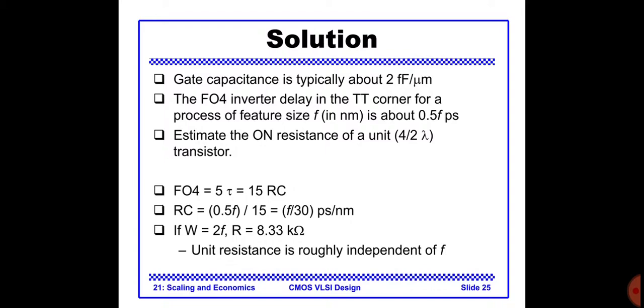The estimate of on resistance of a unit 4 divided by 2 lambda transistor: FO4 is equal to 5 tau, which is equal to 15 RC. So RC is equal to 0.5f divided by 15, which is f divided by 30 ps per nanometer. If W is equal to 2f, R is equal to 8.33 kilo ohm. Unit resistance is roughly independent of f.